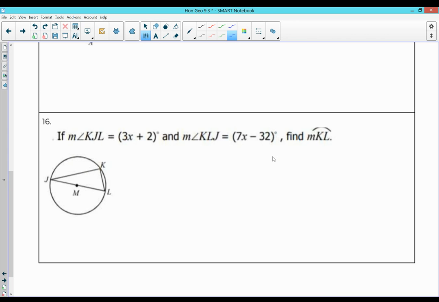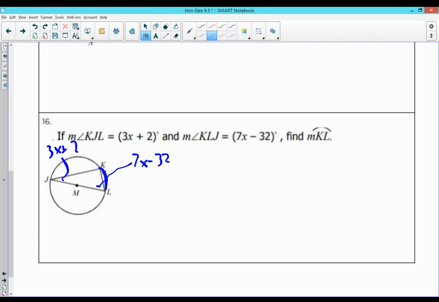All right, and then if the measure of angle KJL, so that's here, is 3x plus 2, and the measure of angle KLJ is 7x minus 32, find the measure of arc KL. Okay, so it looks like we don't have enough information. I can't set those two equal to each other because they're not intercepting the same arc. This angle intercepts arc KL. This angle intercepts arc JK.